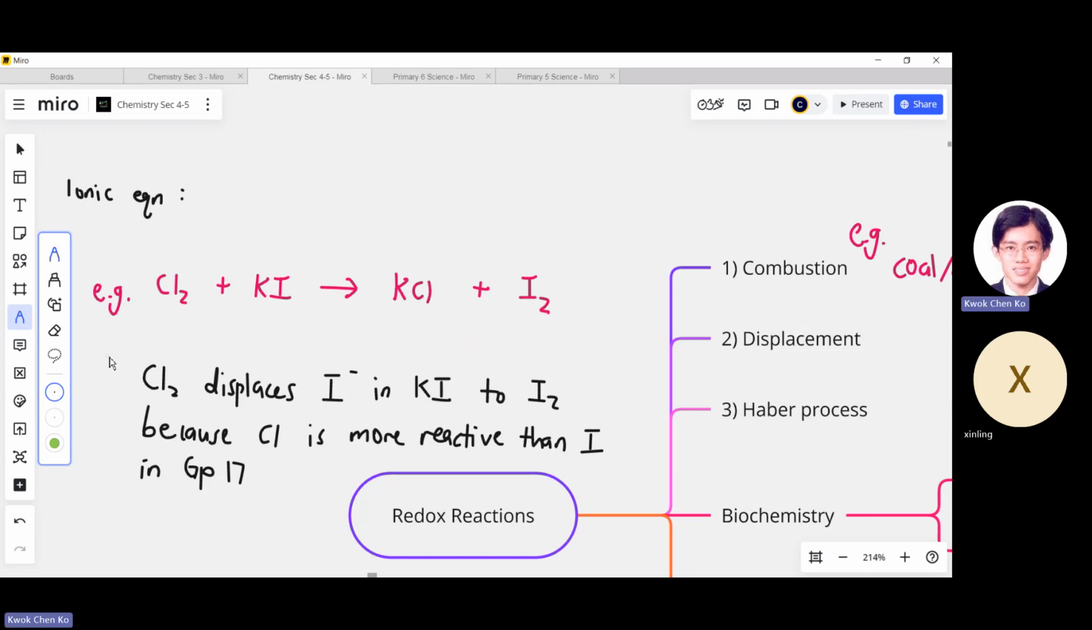Cancel out the spectator ions. Balance it also. I didn't balance the equation. Make sure you can balance it yourself. Michelle, done? Sarah? No?